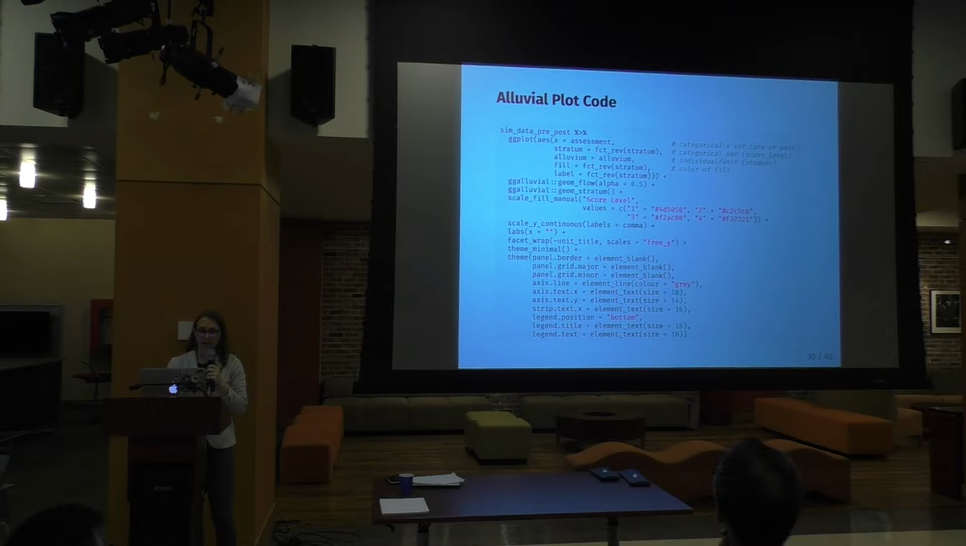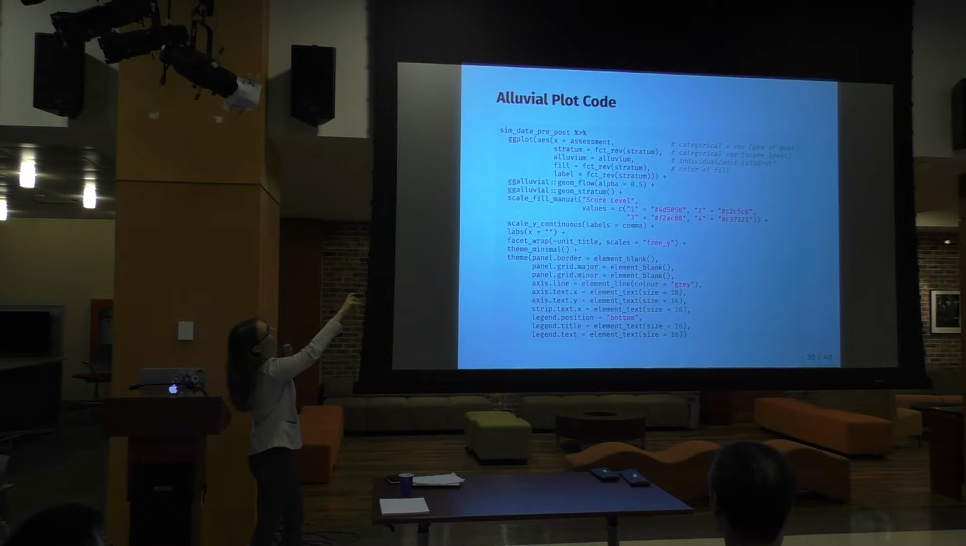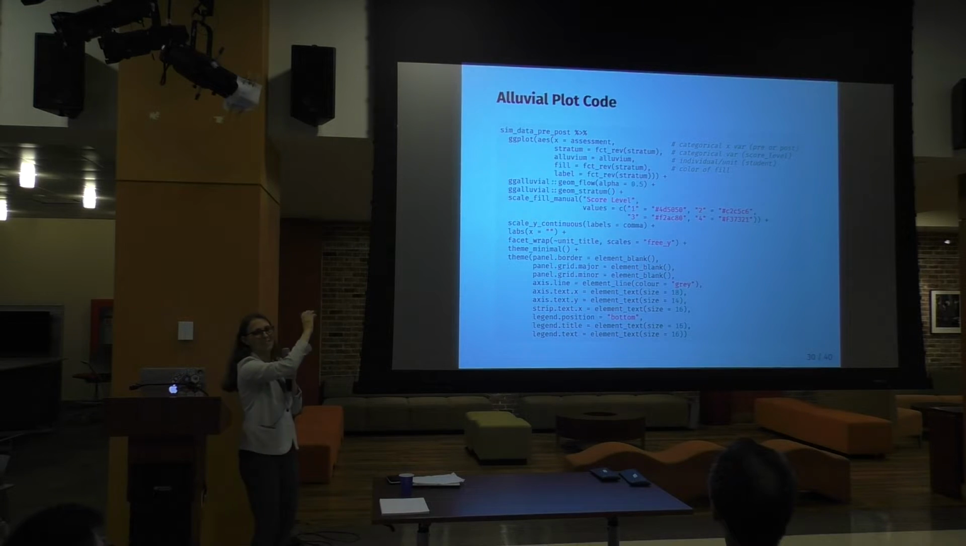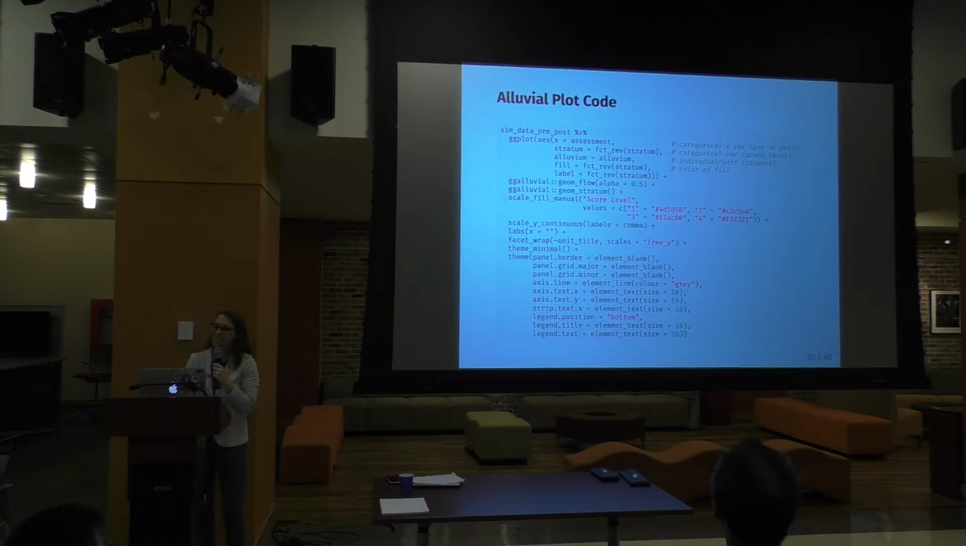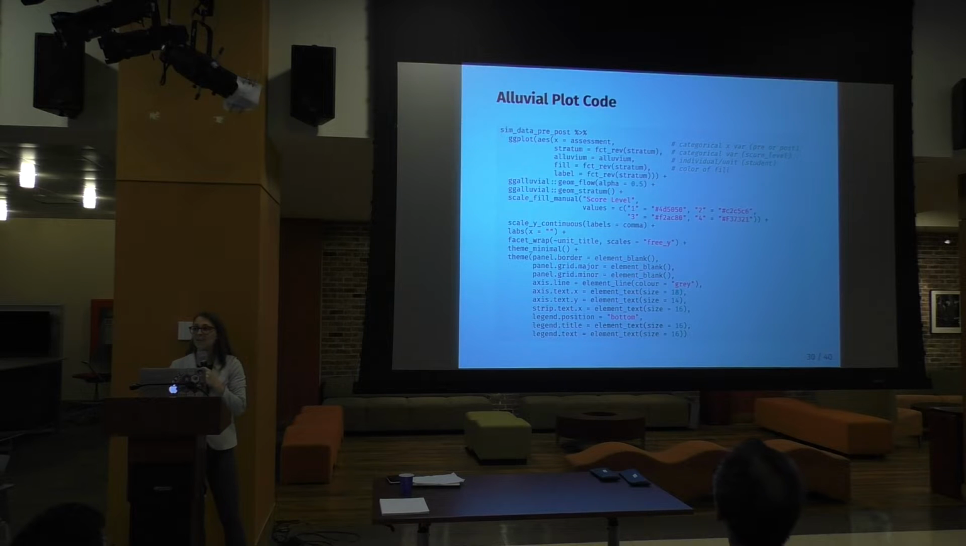So then I go ahead and make the graph here, and you see my theme and stuff like that. But you can see at the top that you can just set stratum to stratum, alluvium to alluvium, fill to stratum, label to stratum. It's pretty straightforward once you have the dataset in the right shape using that to_lodes_form function. It actually makes it pretty straightforward.